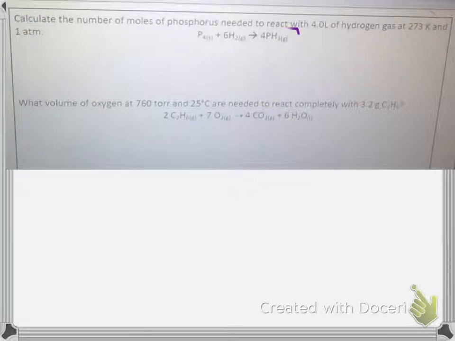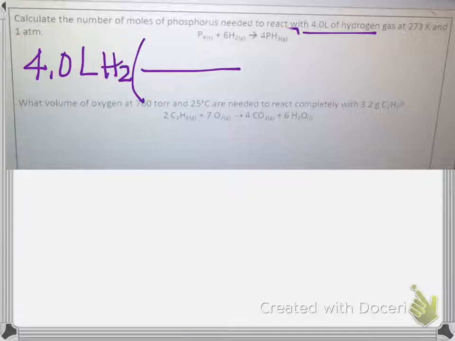And we're going to solve. Remember, when you do stoichiometry, you always start with the quantity given. So we were given 4.0 liters of hydrogen gas, H2, and we're going to convert into the mole using molar volume. So I've got liters of hydrogen on top, so I'm going to put my liters of hydrogen on bottom, and I'm going to put my mole of hydrogen on top.